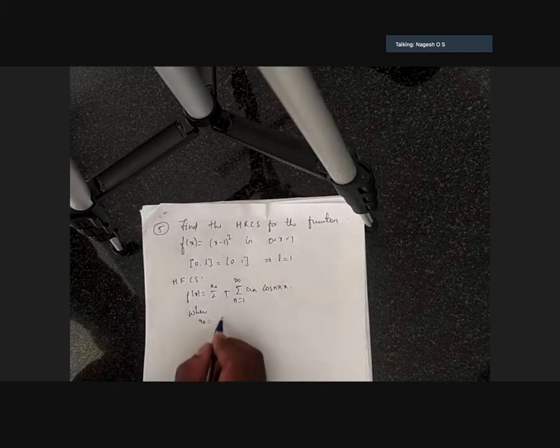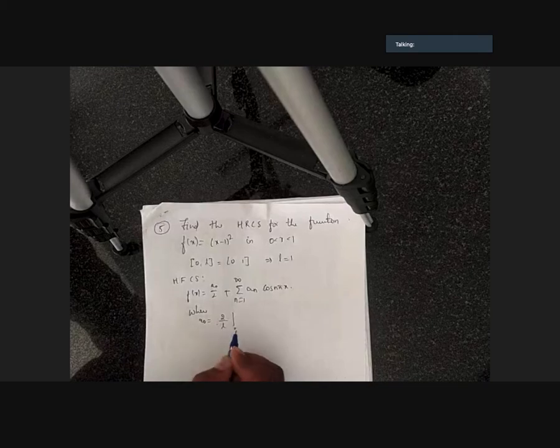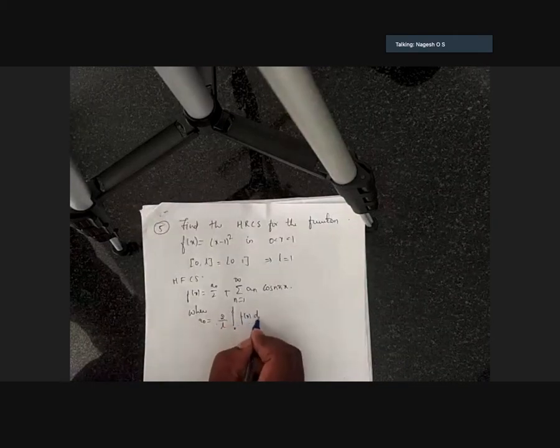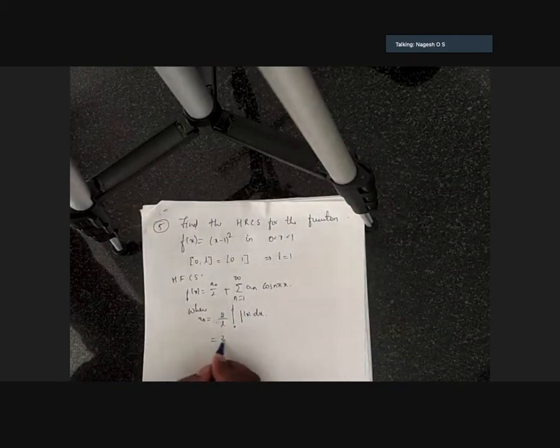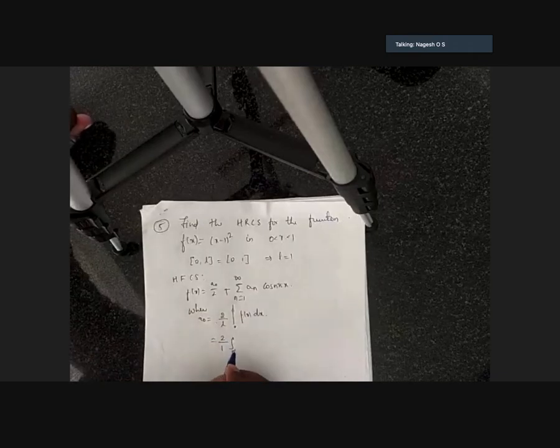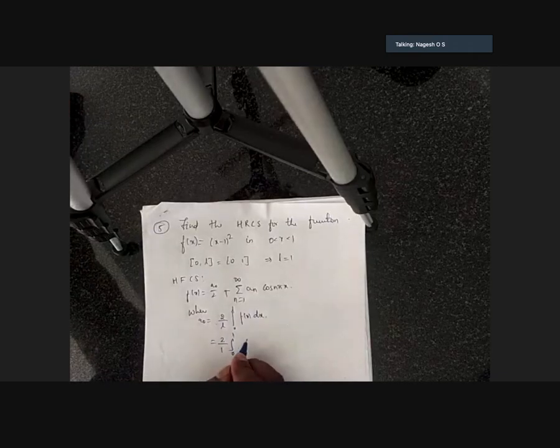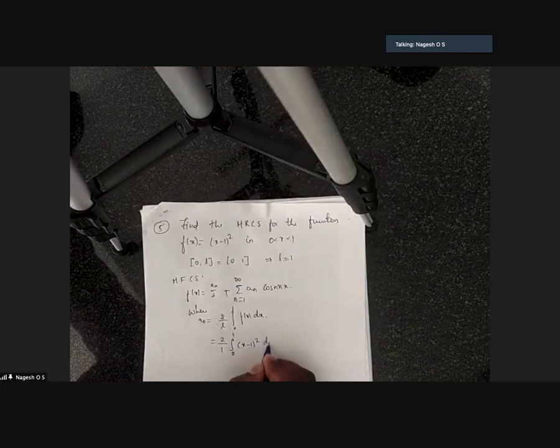2 by L, integral 0 to L, f of x dx. What is the L value? 1. So 0 to 1, f of x, and f of x is (x minus 1) whole square dx.